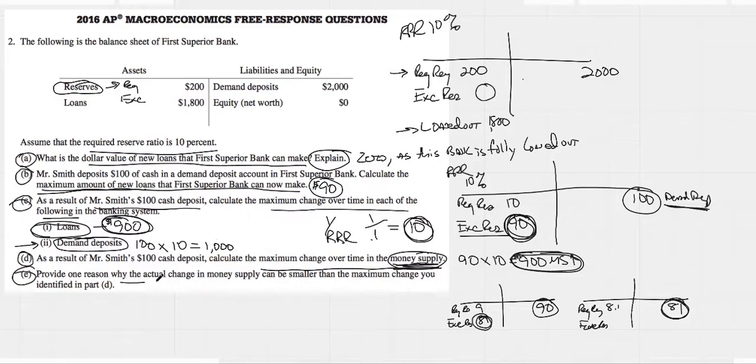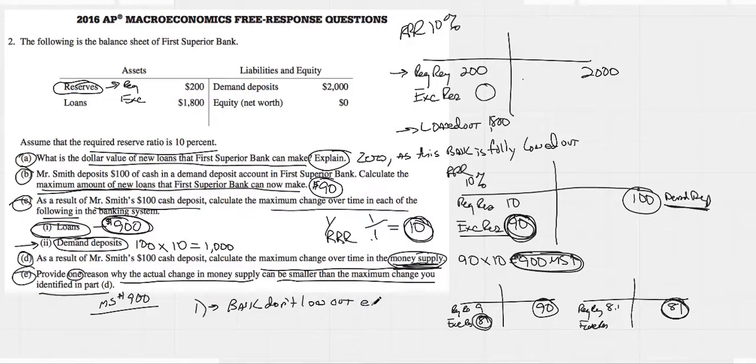E, provide one reason why the actual change in the money supply can be smaller than the maximum change you identified in part D. So why would the money supply ever be less than $900? Well, think about that. The first reason that we would want to probably use if they ever ask us for one, we could probably do more than one, but the first reason we would always say is, what if banks don't loan out all of their excess reserves? So if they don't loan out all of those excess reserves, think about that.